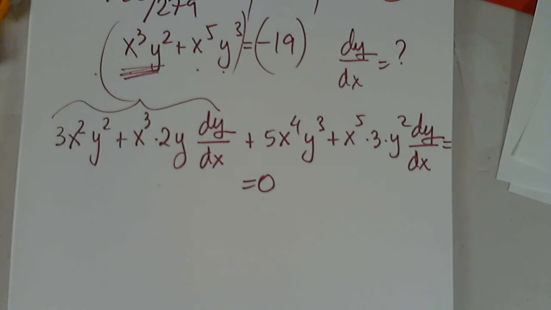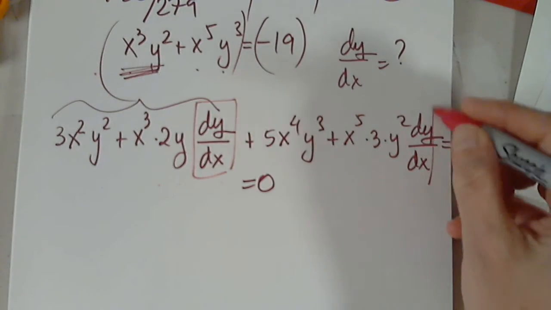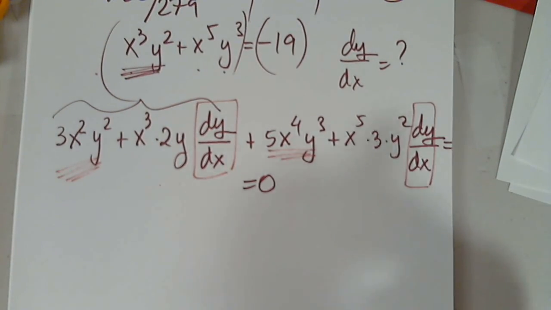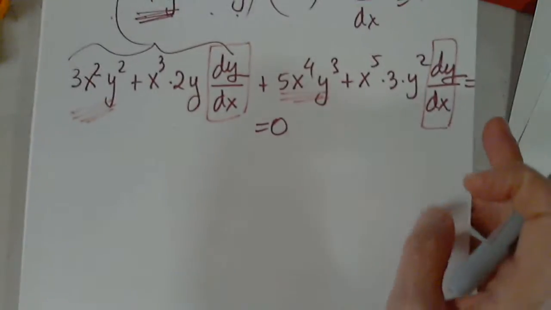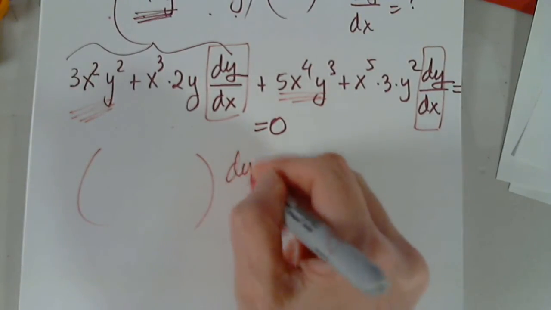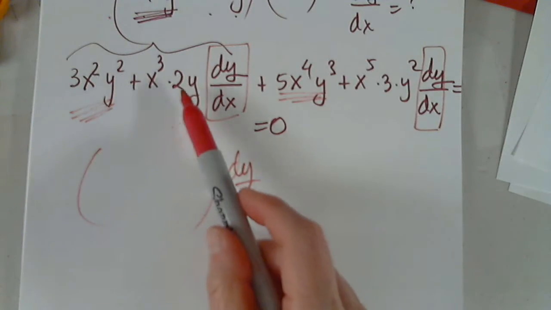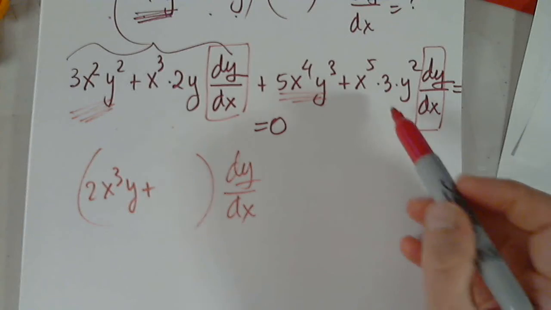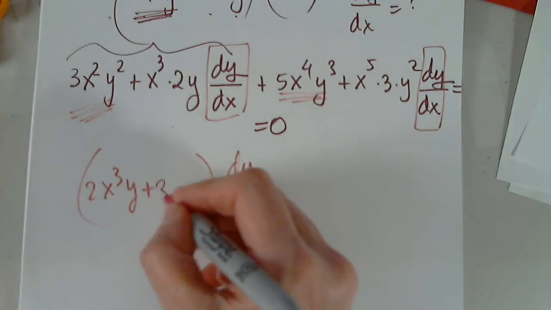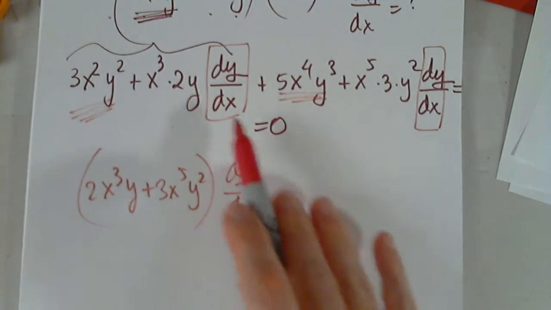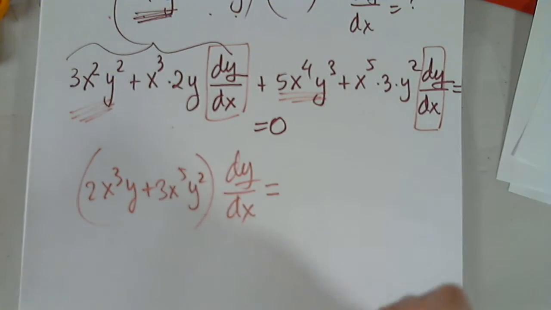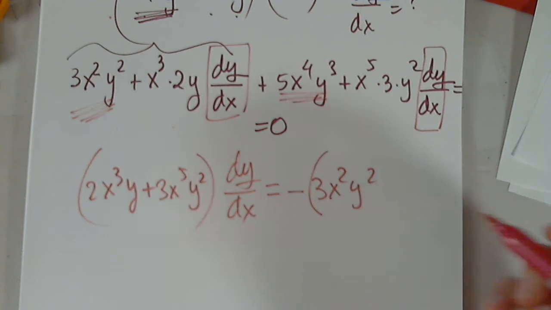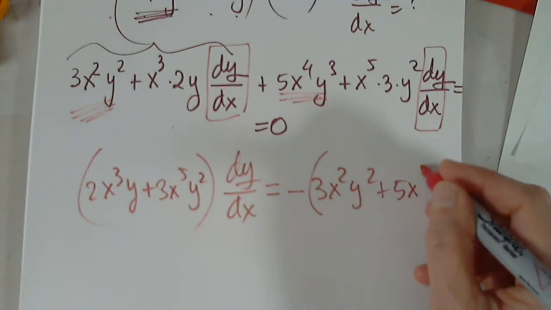I'm solving for this. These two terms have to go to the other side, and I will factor out dy over dx. 2x cubed y plus 3x to the fifth y squared, and I pulled out dy over dx. On the other side, negative 3x squared y squared, because they're both negative, I'm going to put them in parentheses.